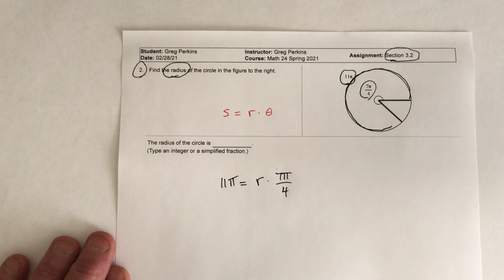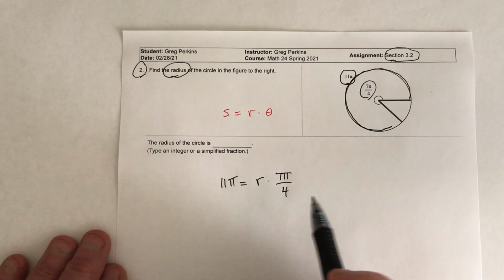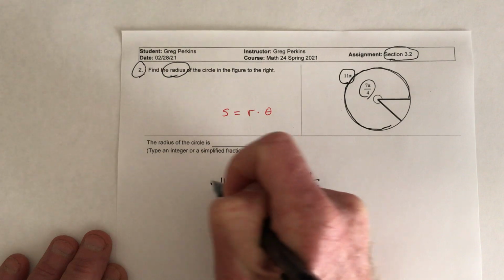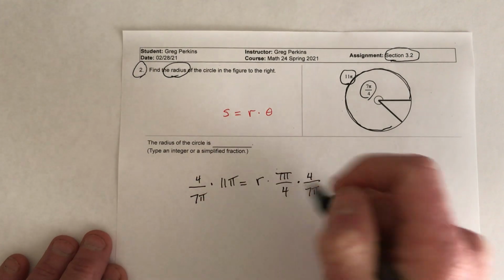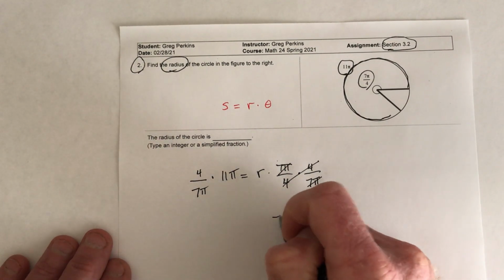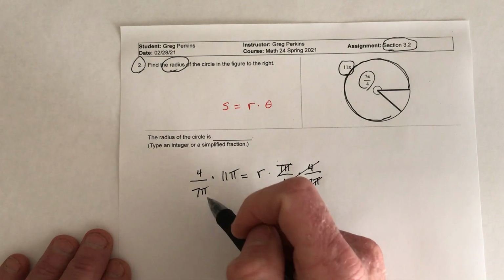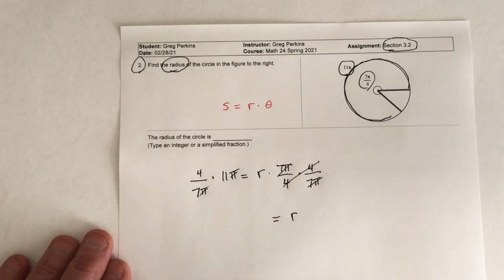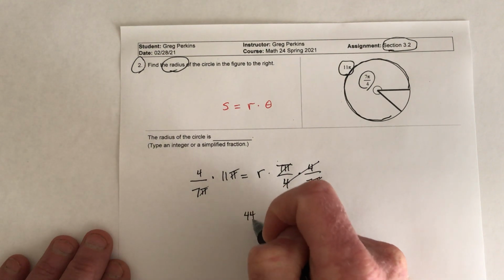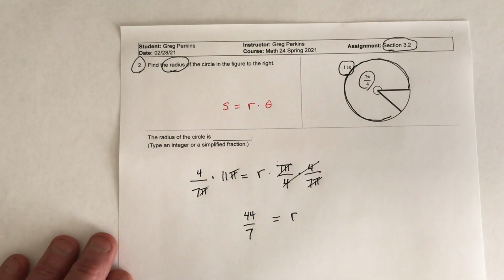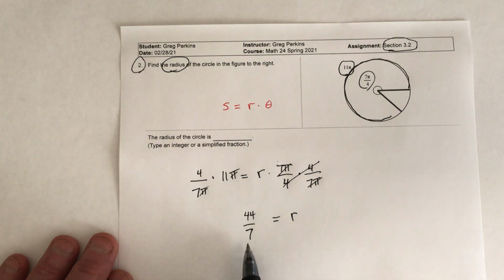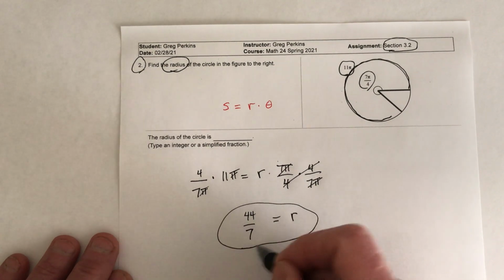Then to solve for R, what I could do is multiply by the reciprocal of this, so multiply by 4 over 7 pi, and these are going to cancel, these are going to cancel, so it's just R on the right hand side. And the pi's are going to cancel, so all that's left on top is 44 and then over 7. And a 7 won't divide into 44, so that would be the answer. Type an integer or a simplified fraction. So this is a simplified fraction. That would be my answer.